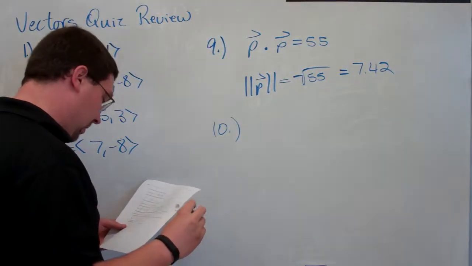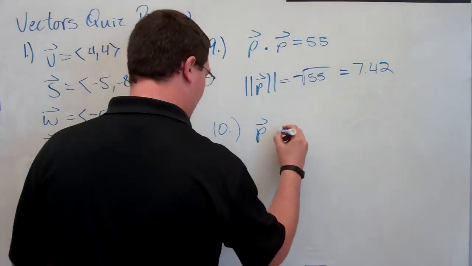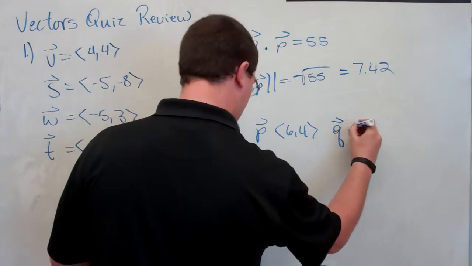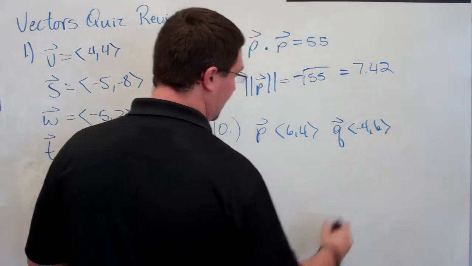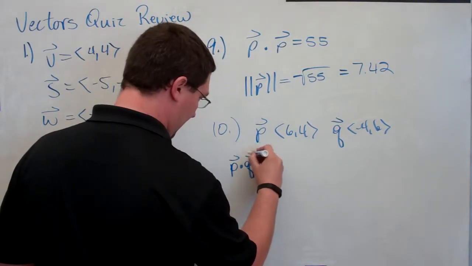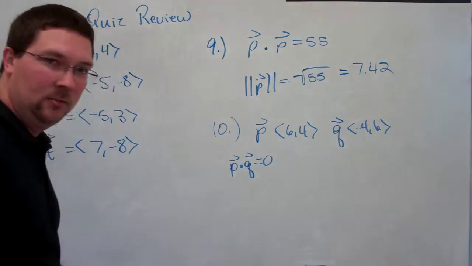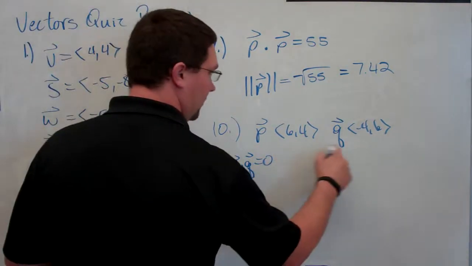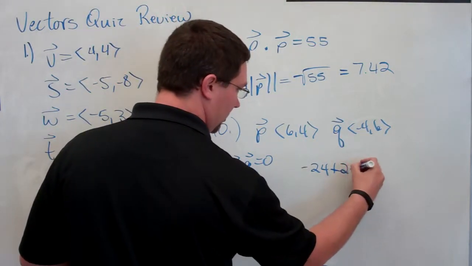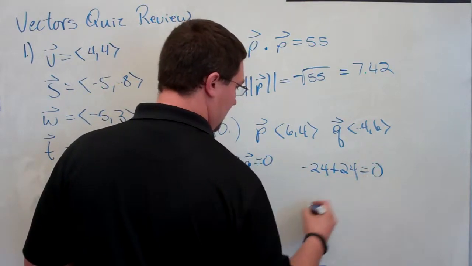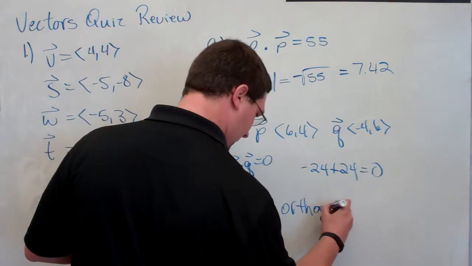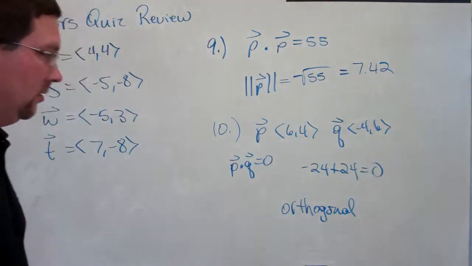Number 10 says determine whether they're orthogonal or not. Well, P is 6, 4, and Q is negative 4, 6. Remember, if the dot product equals 0, that means they're orthogonal. So, we're going to take the dot product. 6 times negative 4, negative 24, plus 4 times 6, 24. Negative 24 plus 24, 0, so they are orthogonal.